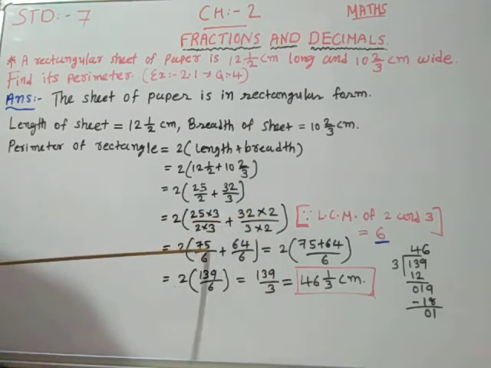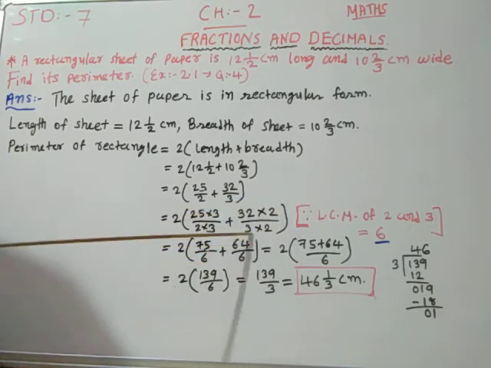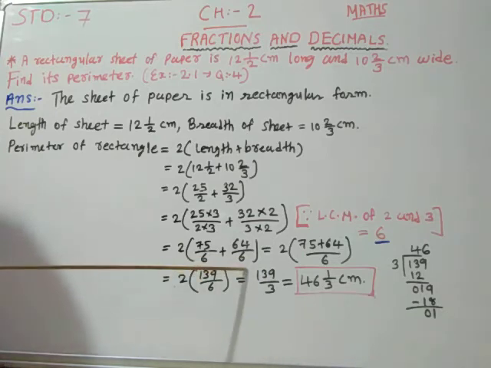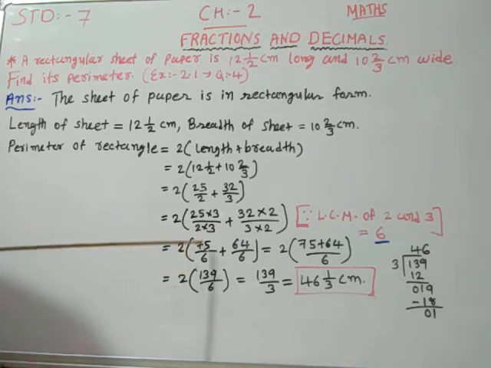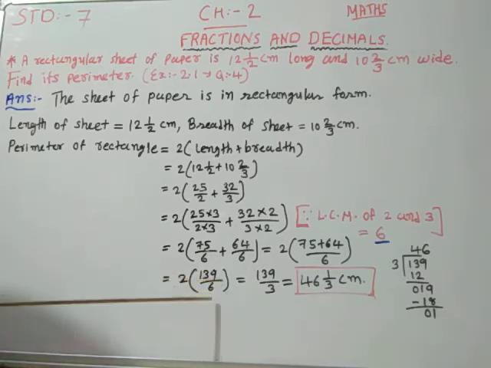25 3s are 75, 2 3s are 6, 32 2s are 64, 3 2s are 6. Now check, both the denominators are same. Now we have to add the numerators. So 75 plus 64 upon 6. So it's 2 into bracket 139 upon 6. Now 2 3s are 6. So it is equal to 139 upon 3.